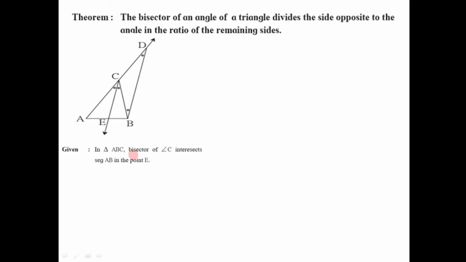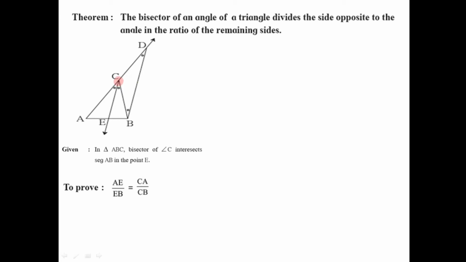Given is, in triangle ABC, the bisector of angle C intersects the opposite side of triangle ABC at point E. That means ray CE is an angle bisector of angle C. So we have to prove that this angle bisector divides the opposite side in the ratio of the remaining sides. That means AE divided by EB is equal to AC divided by CB. So this is what we have to prove.